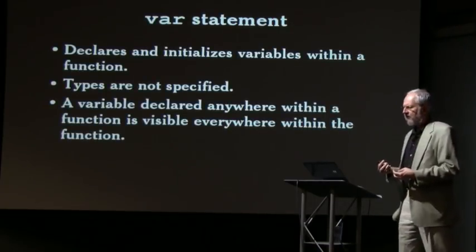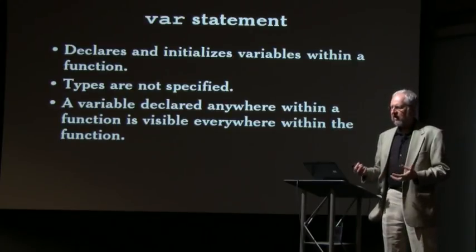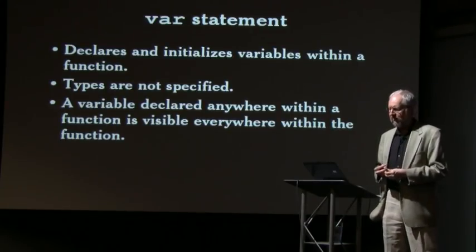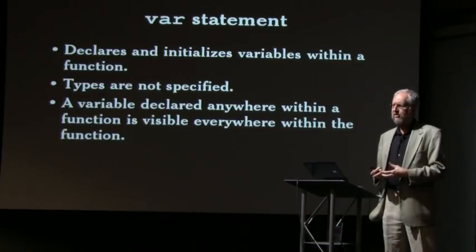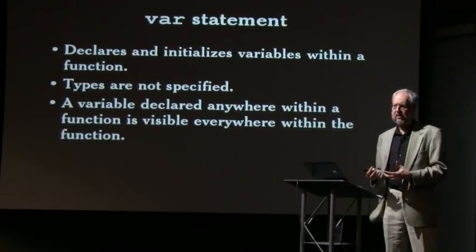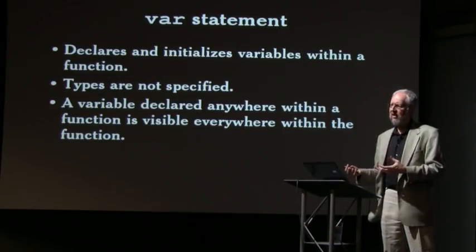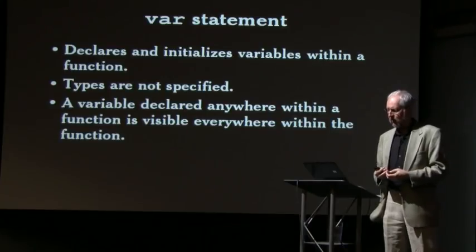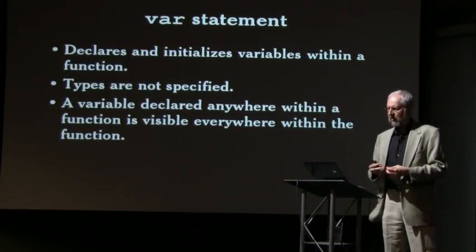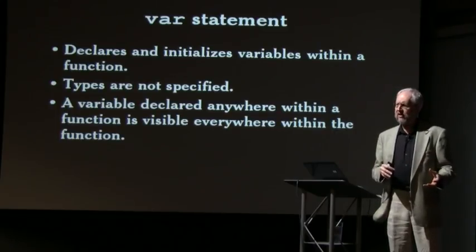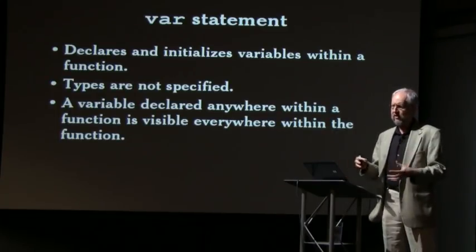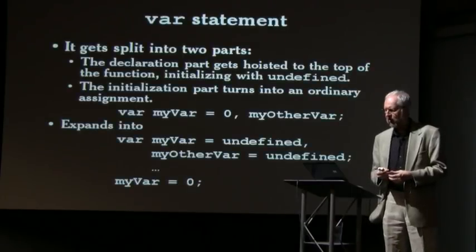We have a var statement, which allows us to declare and initialize variables within a function. Because JavaScript is not a strongly typed language, you don't specify types in the var statement. You just give a name for the variable. Any variable can contain any value that's expressible in the language. A variable that's declared anywhere within a function is visible everywhere within the function. We don't respect block scope.